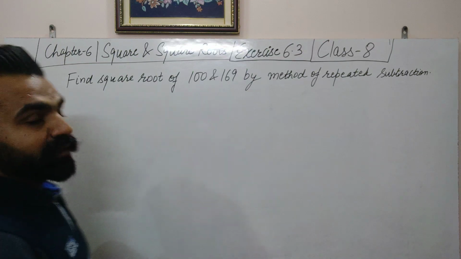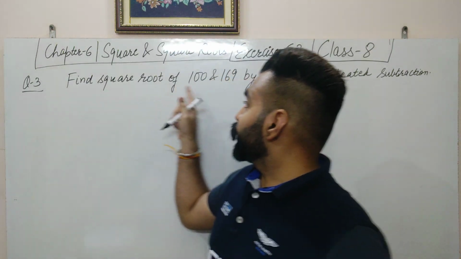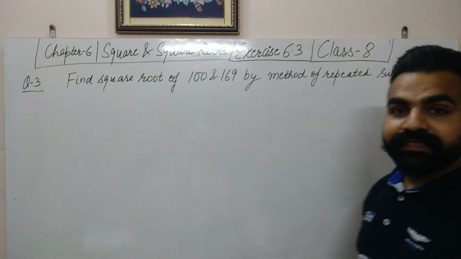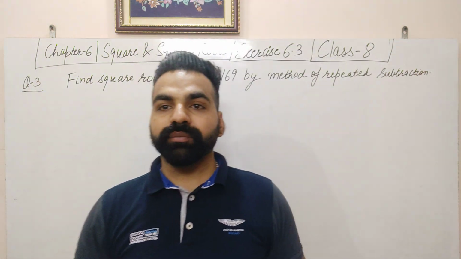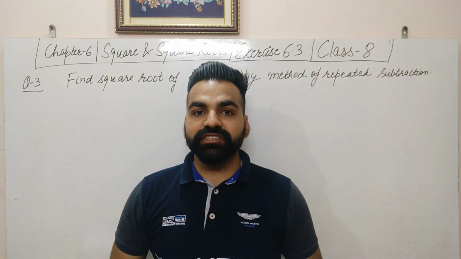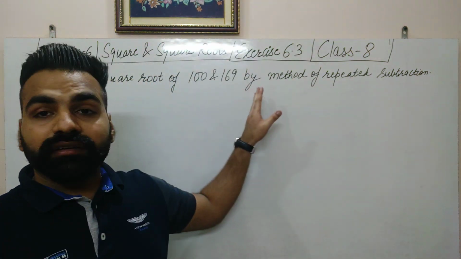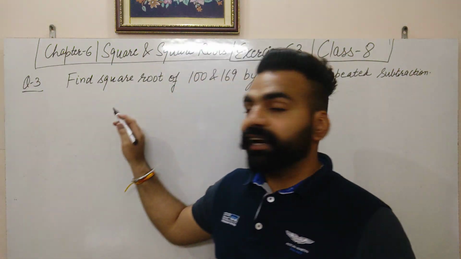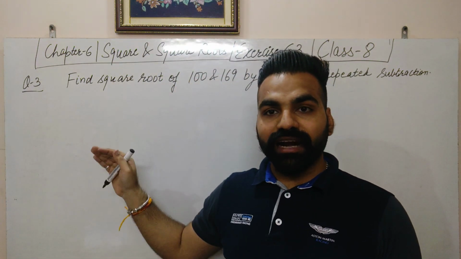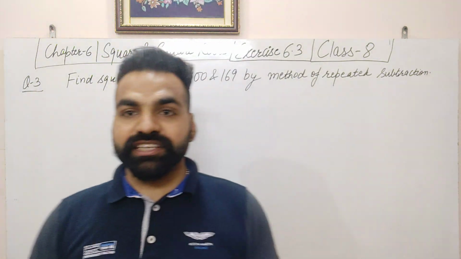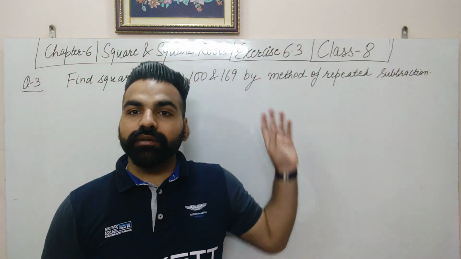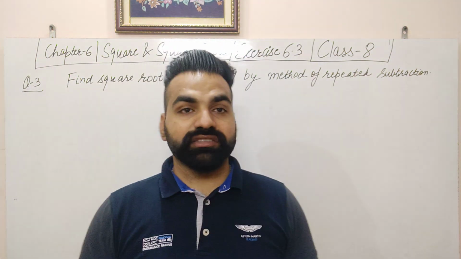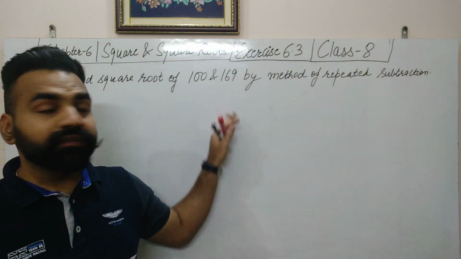So now question number 3. Find the square root of 100 and 169 by the method of repeated subtraction. So what is the method of repeated subtraction? In the first video, we studied the subtraction of odd numbers. Whenever we subtract odd numbers from the starting, and if the answer is 0 at the last, then that number is a perfect square. Otherwise, that number is not a perfect square. So we will do that method here.